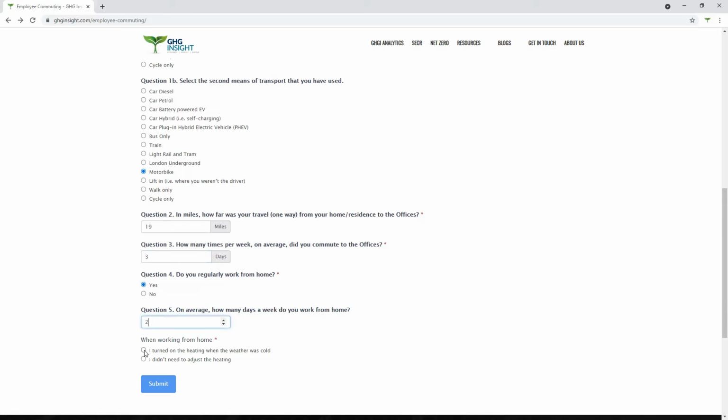You would select I don't need to adjust the heating if the heating was on anyway. This would be the case if family members were normally at home during the day and would have the heating turned on during cold weather whether you were there or not. I'm going to select I turned on the heating when the weather was cold. I then click the Submit button, which takes us to the results page.